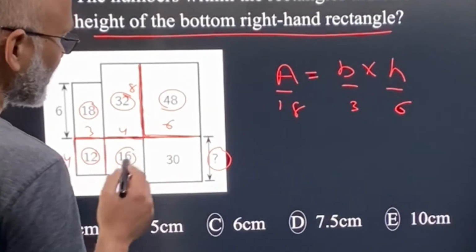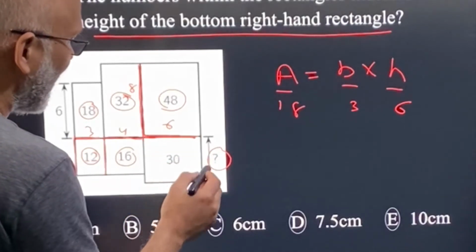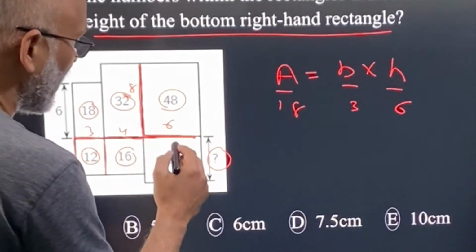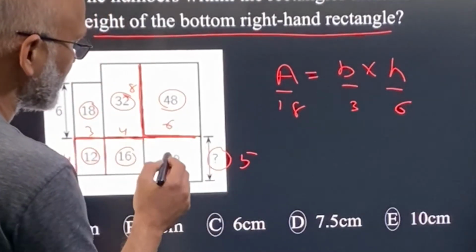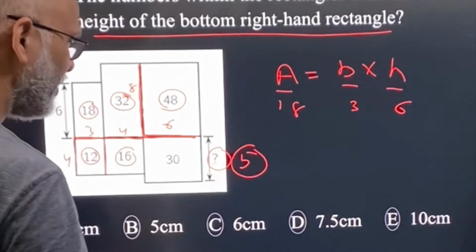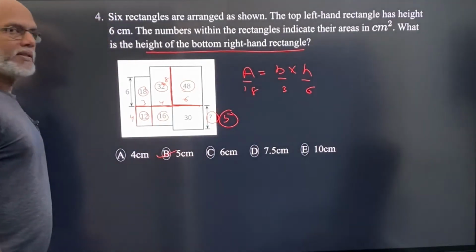Now, if we look at this rectangle here, the base is 6. Height has to be 30 by 6, that is 5. Because 5 times 6 is 30, the height has to be 5, and then B is the correct choice.